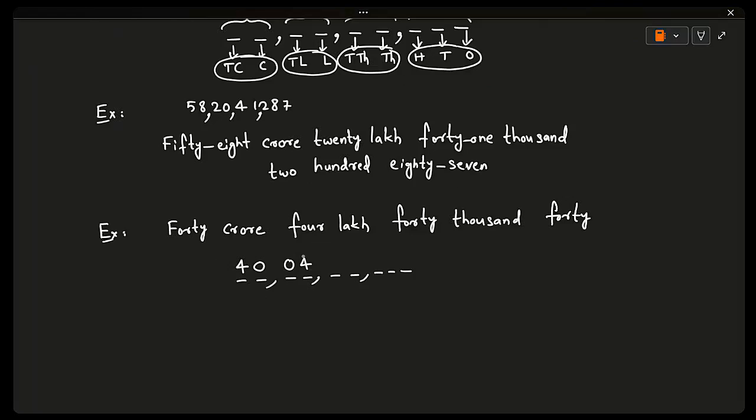How can you write 4 in two digits? 04. And 40,000. In the thousands period, we have to write 40. And again 40 in the ones period. But there are three blanks. How to write 40 in three blanks? You can use 0, 040. So this is the answer. This way we can convert from number to words and words to numbers.